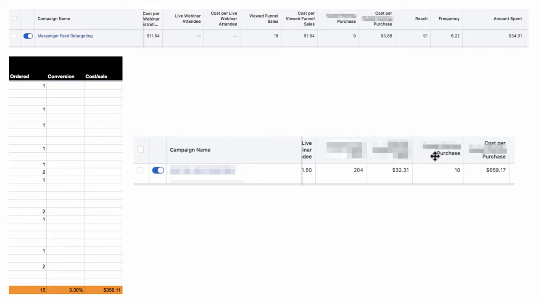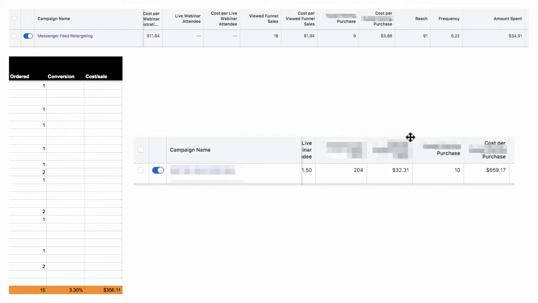If you're selling a high-priced item, so if what you're selling is worth a couple $1,000s, then oftentimes you can pay $1,000 to get a new customer, and you're totally happy with that. So you can see this campaign down here did 10 purchases at $659 per purchase. So that means this campaign spent $6,591.70 to get 10 people to buy. Now, as long as that purchase is worth enough money, that's fine to spend that much money to acquire a customer.